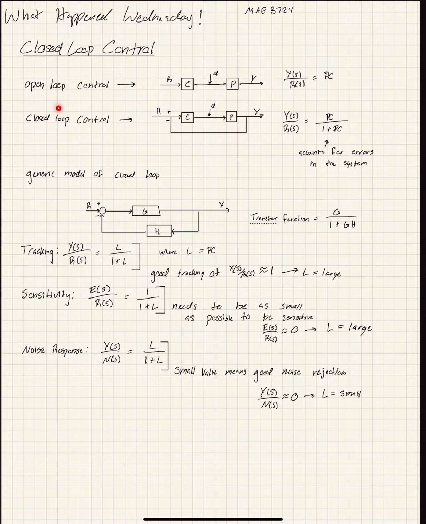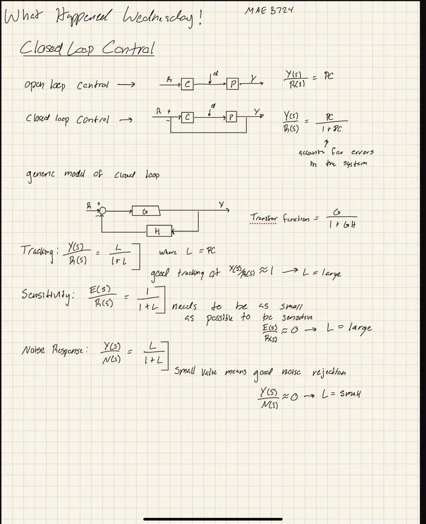Now going on to our closed loop control, we have this block diagram with our same controller and plant, but we also have a feedback loop that takes our output and sends it back into our input. The transfer function for this closed loop control, y of s over r of s, is equal to pc over 1 plus pc, which accounts for the errors in the system.